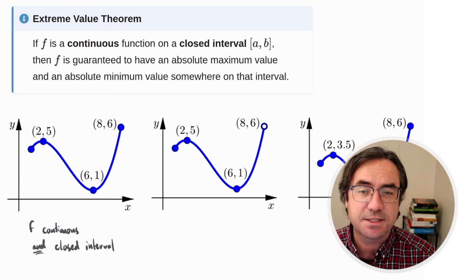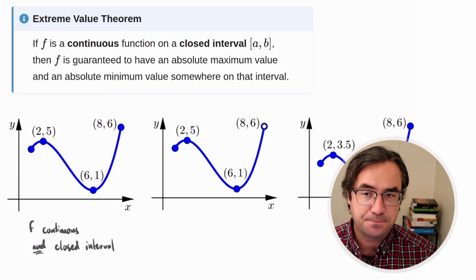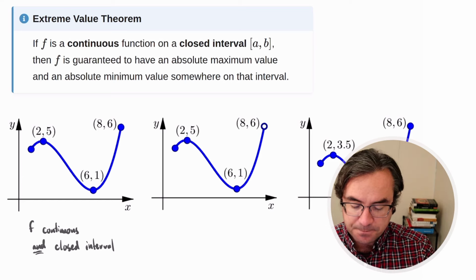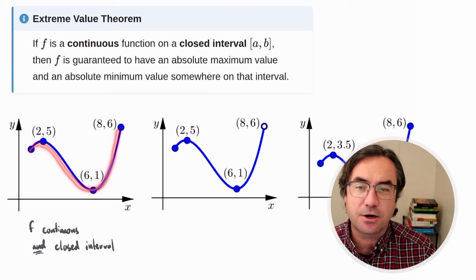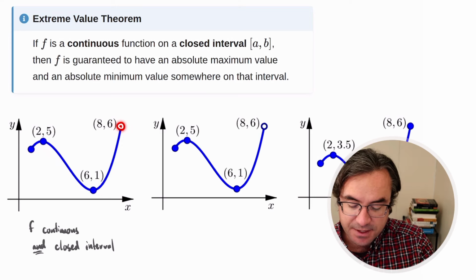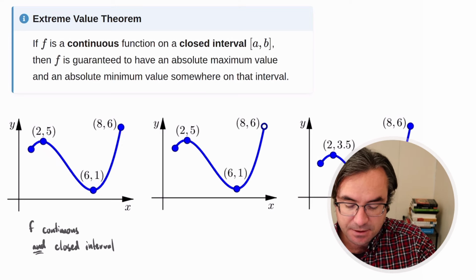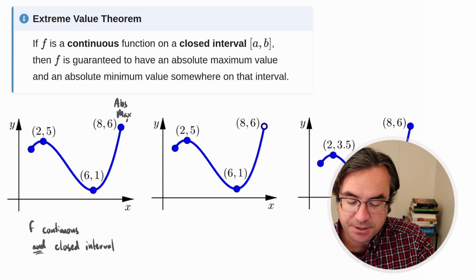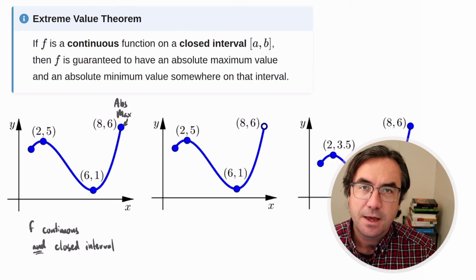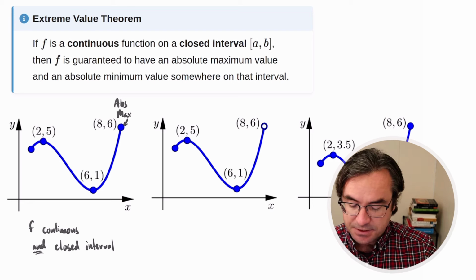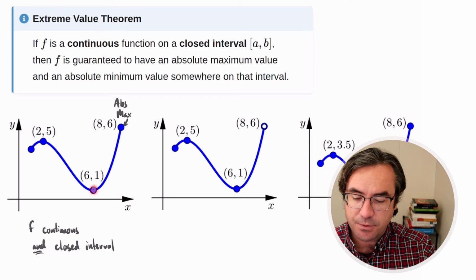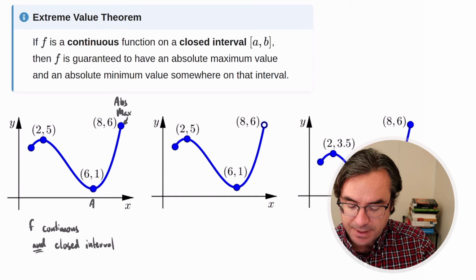If these two conditions are satisfied, then this theorem guarantees that we have an absolute max and an absolute min. For this one, if we're looking for the highest point on our graph, we see that this is the highest point, so this is our absolute max point. For the absolute min, we want to see what the lowest point is. That's this one right here, and that's going to be our absolute min.